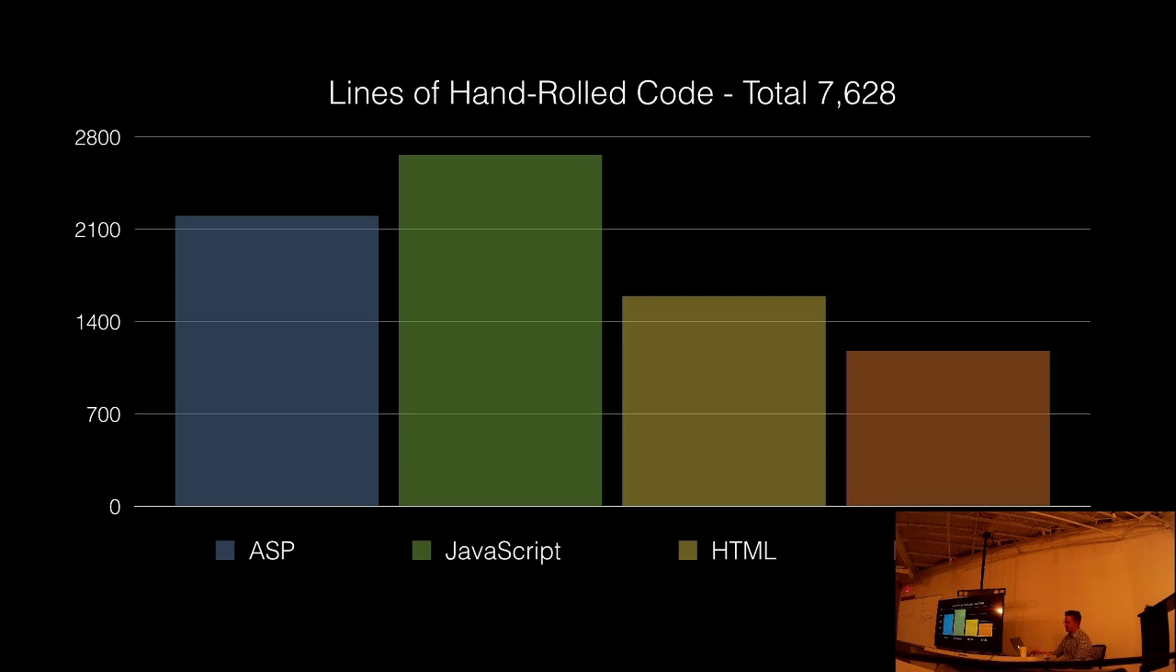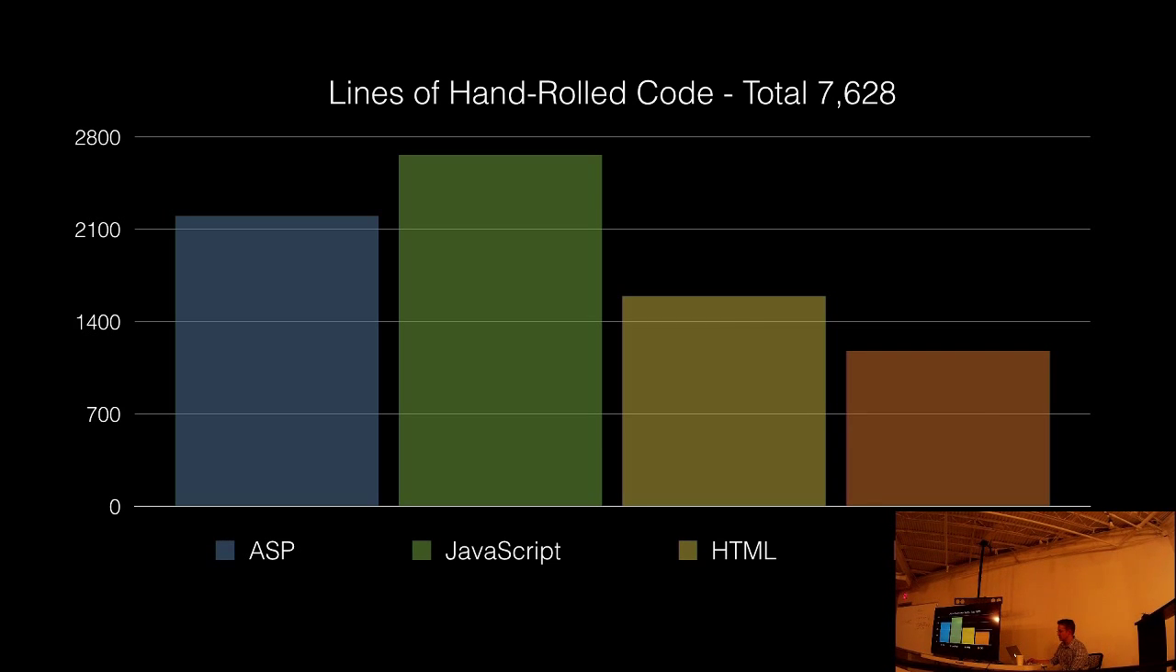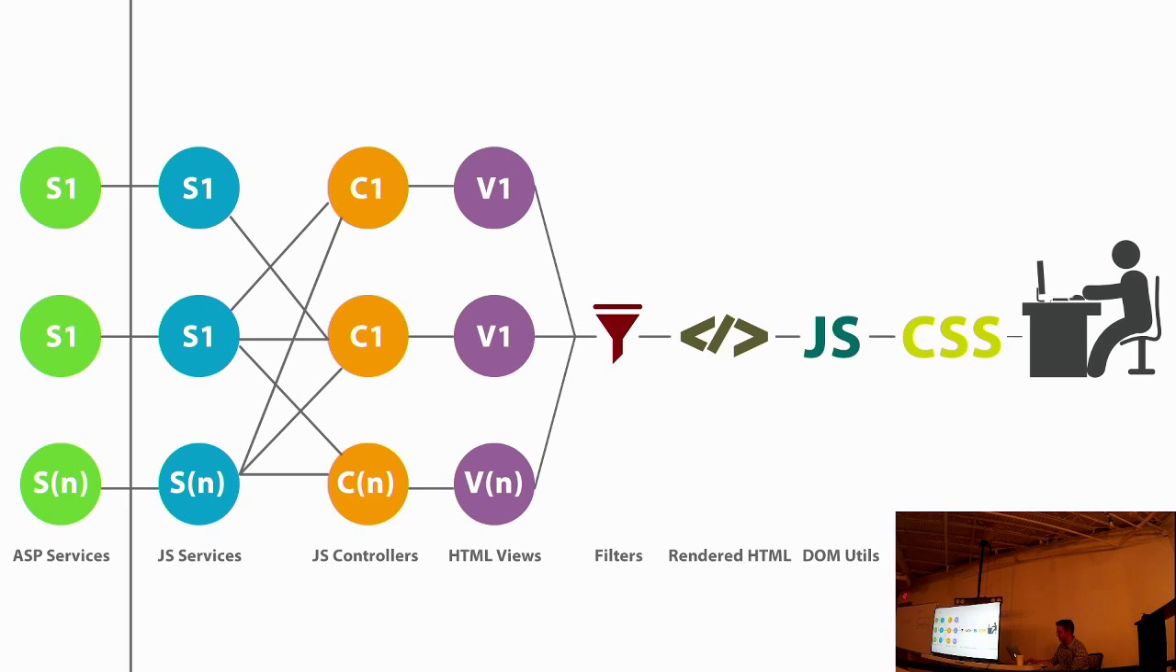Just kind of looking at the weight of the application, of how it's distributed. About 2,200 lines of ASP, about 26 something like that of JavaScript, and 15 of HTML, and about 1,100 of CSS. This does not include third-party libraries. It's just what's hand-rolled. So just to kind of show the distribution.